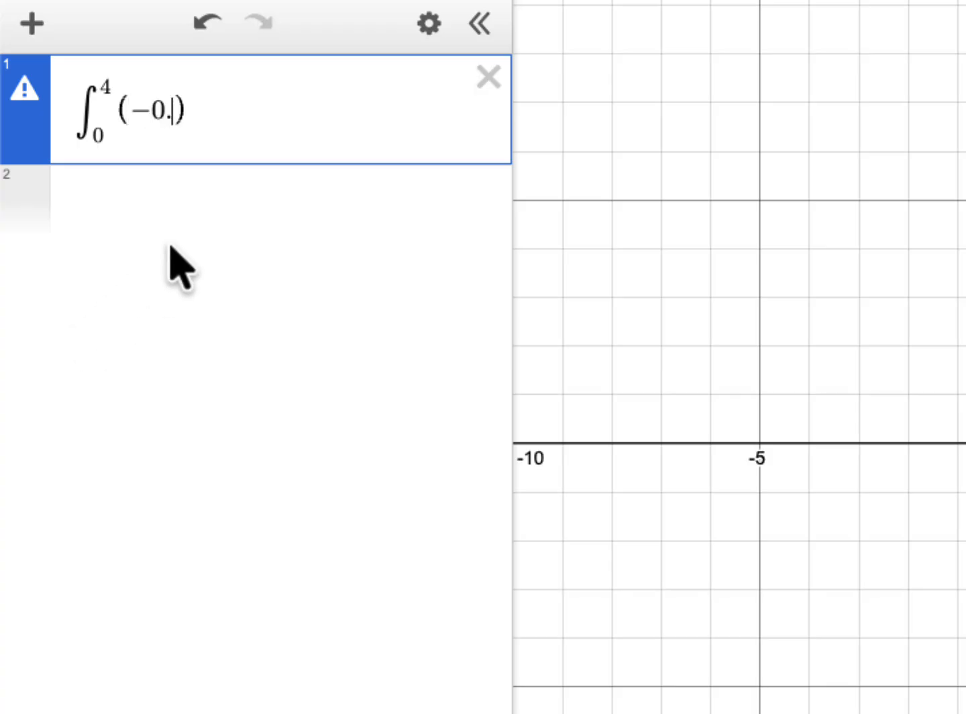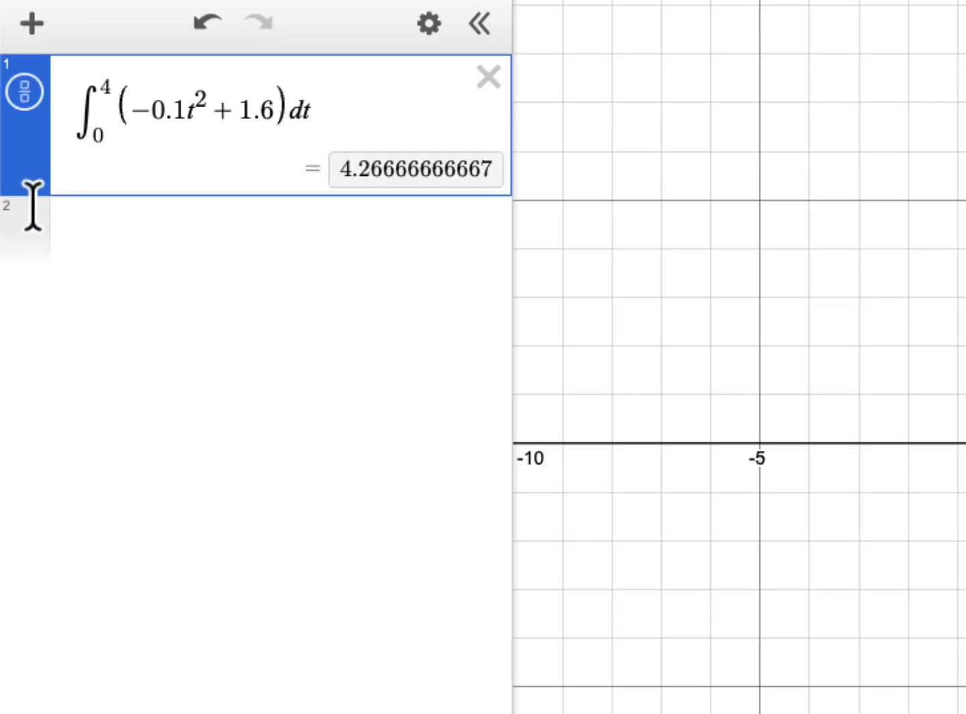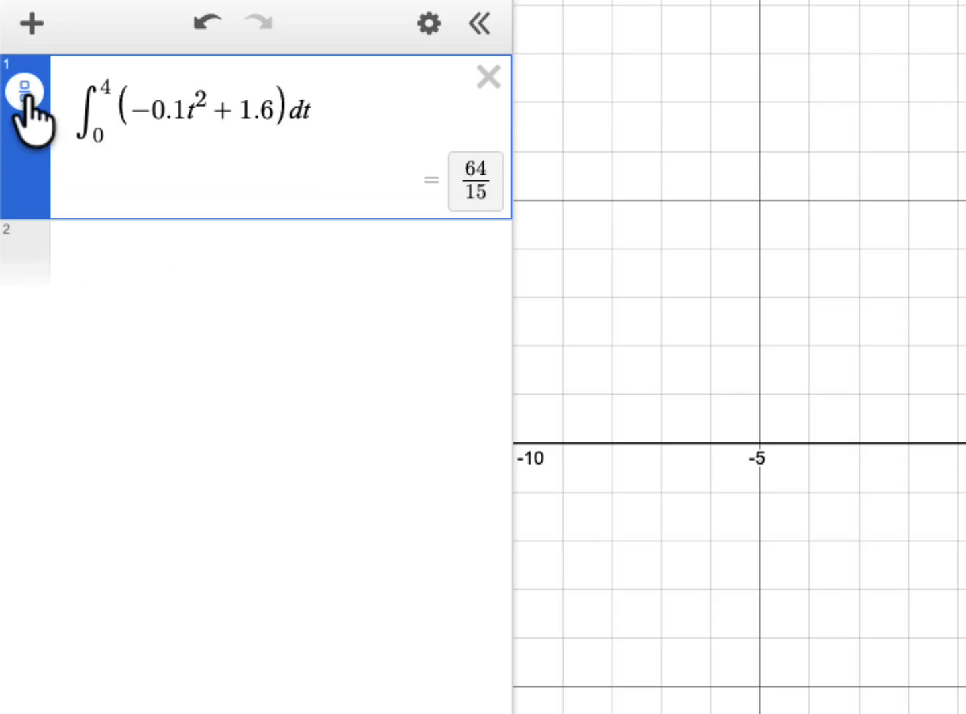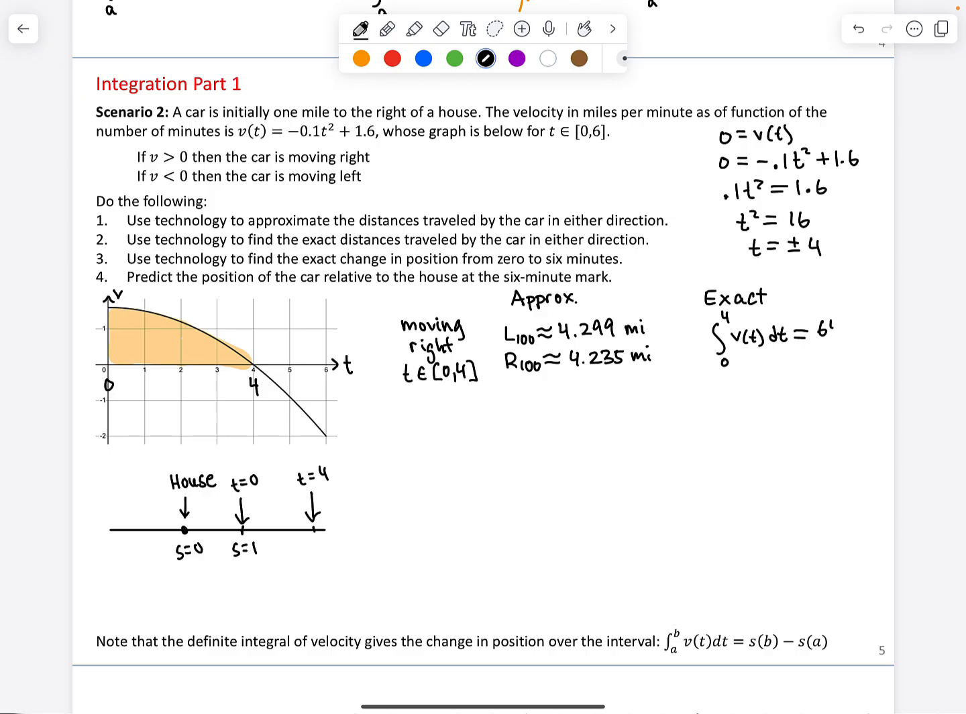It was negative 0.1 t squared plus 1.6. And then outside the parentheses here, put your differential. If you're using t's as the independent variable, then make sure you put dt here. Then we have this decimal or this exact fraction. Our exact answer is 64/15, which when we round to the same number of decimals is 4.267 measured in miles.